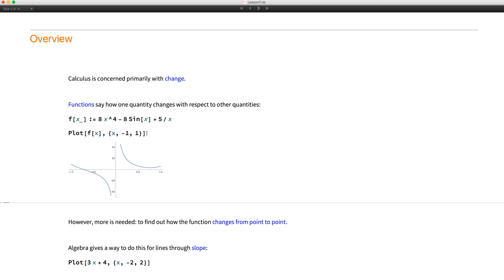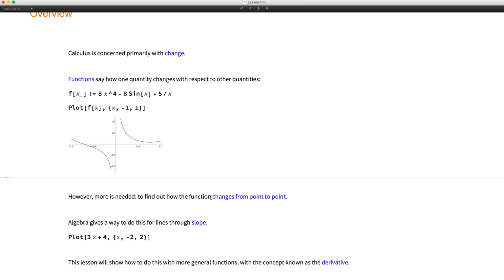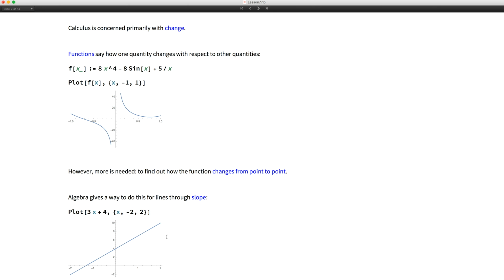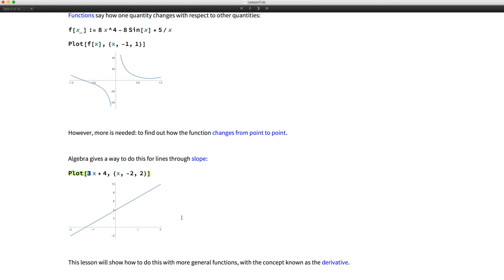But of course, we need more than that. Often we need to know how the function changes from point to point. So we need the rate of change, so to speak. If you have a straight line, that's simple. You simply find the slope. So here's a straight line. The slope is 3, and that's a very nice measure of the rate of change of that function.